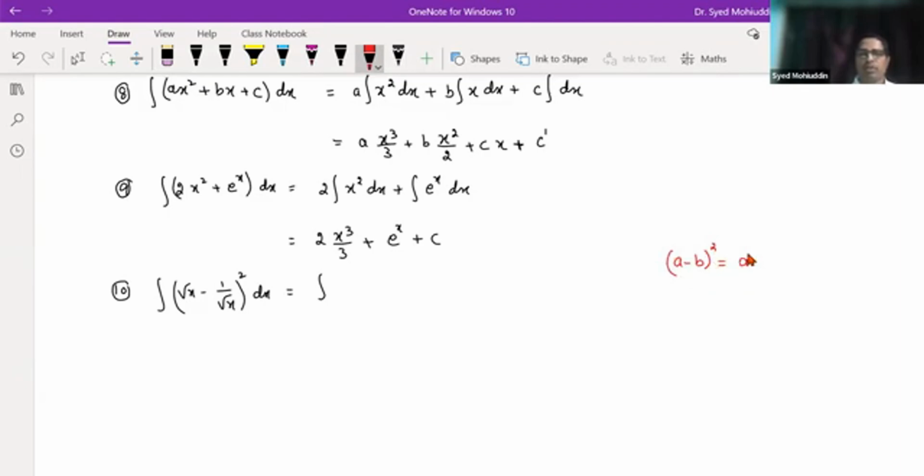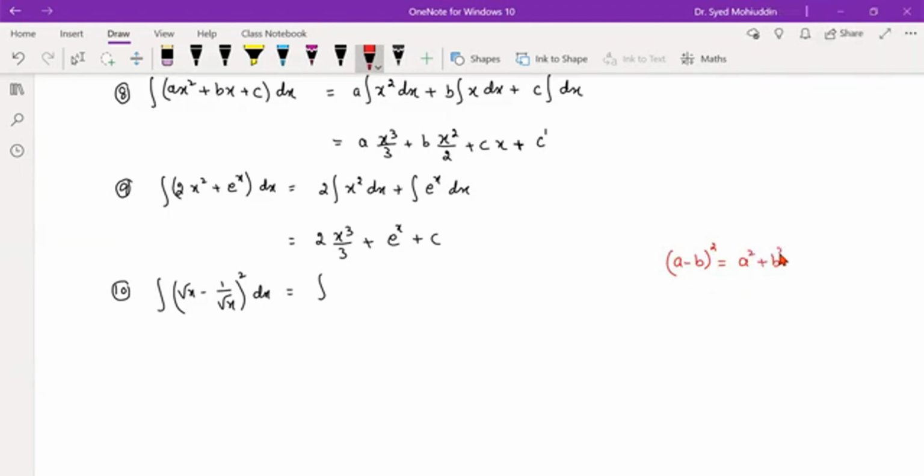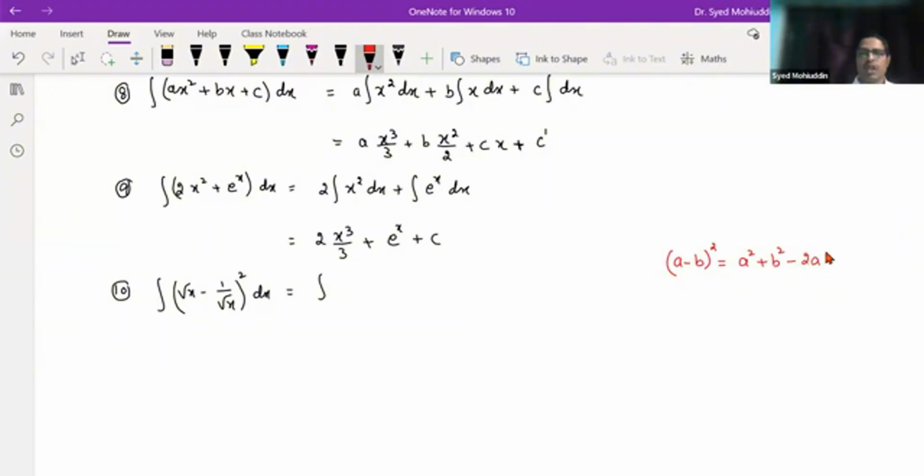Minus of b whole square will be a square plus b square minus 2ab. Just using this basic formula over here. So this will be your a value. This will be your b value. So let us use the formula.